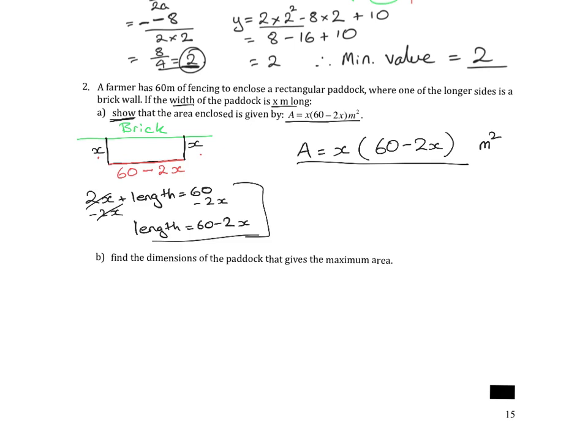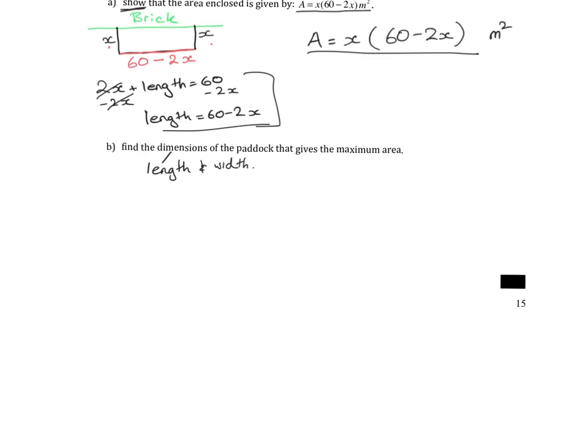B says find the dimensions of the paddock that gives a maximum area. Dimensions means the length and the width. Okay, but we'll get there in a second. So I want a maximum. They've told me it's a maximum. So let's have a look at that area again. So area is x outside of 60 minus 2x. I better expand that to understand it better. That becomes 60x minus 2x squared.